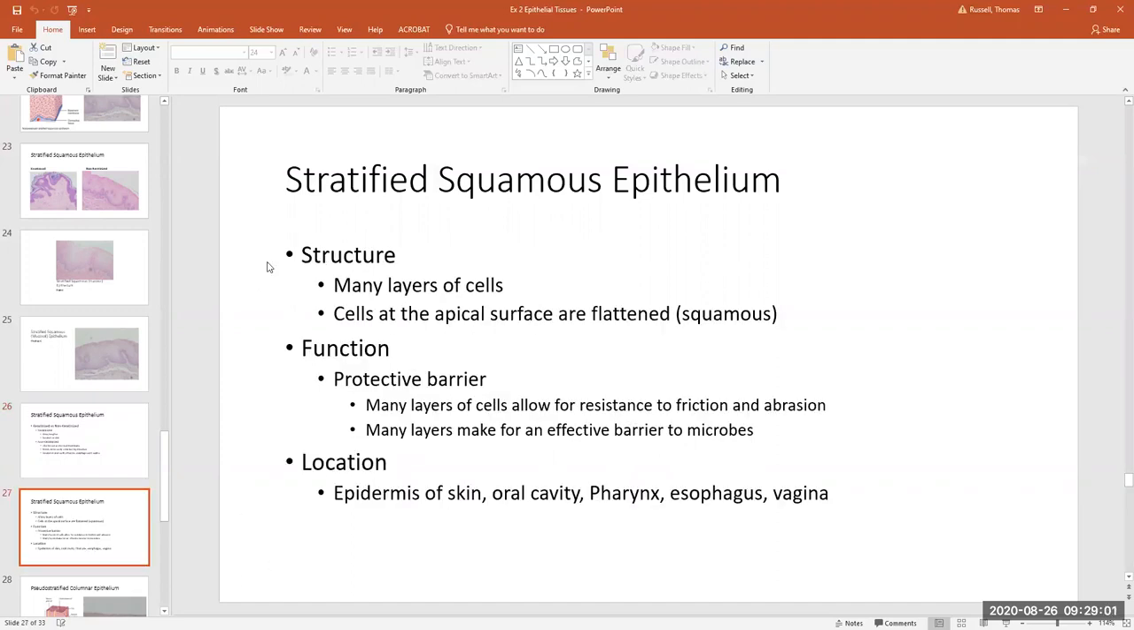So as far as the structure is concerned, obviously there's multiple layers. It's named for the cells at the apical surface where they flatten out. That's why we have squamous in the name. And their primary function is protection. Since there's multiple layers of cells, they can resist friction and abrasion, and it makes a very, very efficient barrier for bad microbes or pathogenic bacteria or other microbes from entering our body.